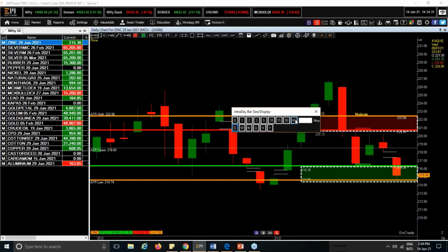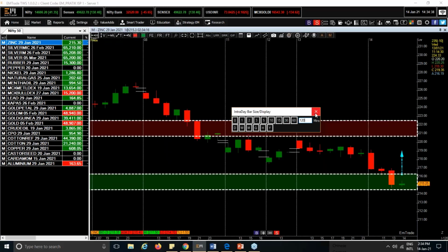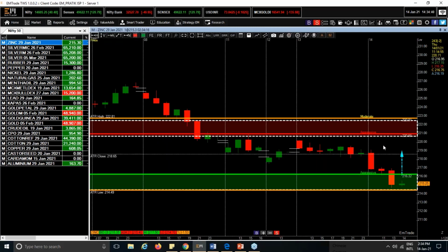The same way, you can change the time frame to the 60-minute or 120-minute time frame. Here also you get the same levels. On your 120-minute chart, these are your Fibonacci levels, and you get the same levels.